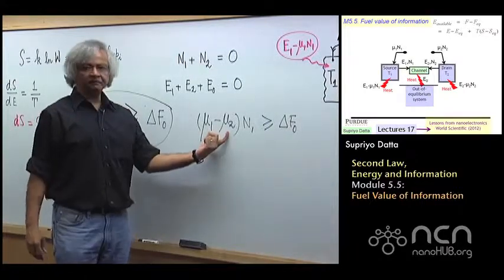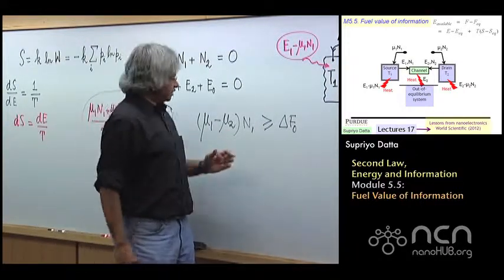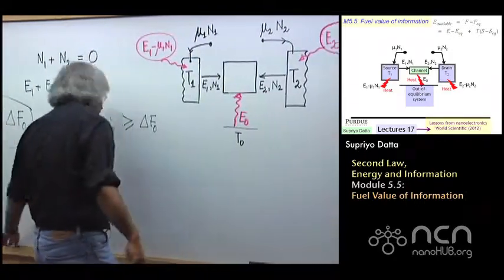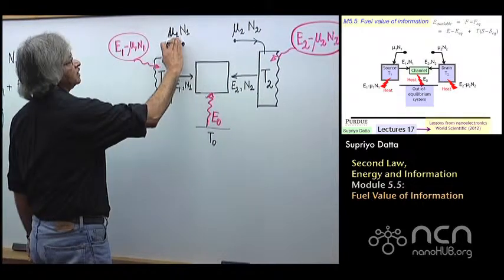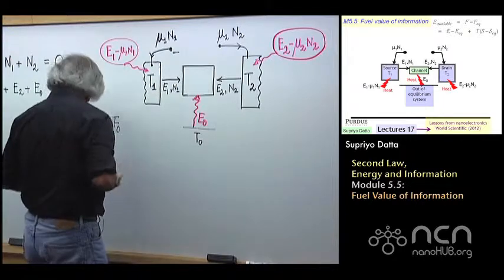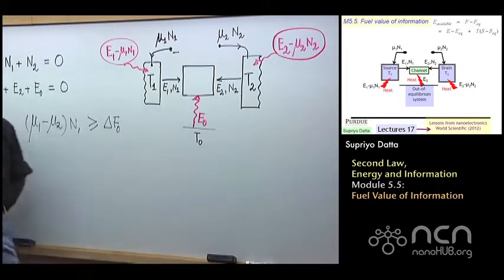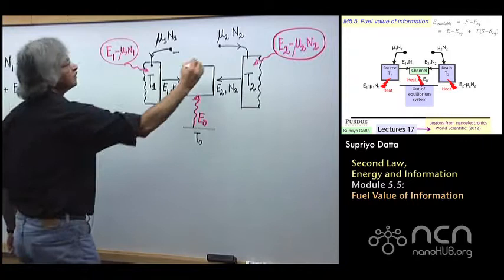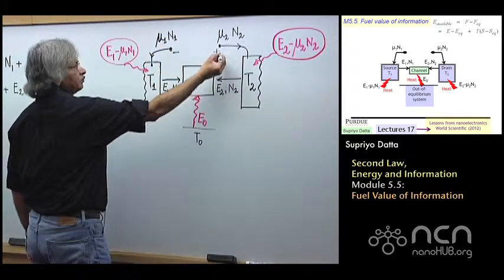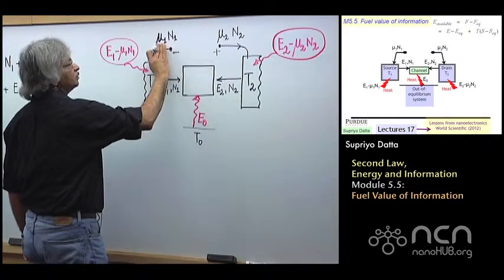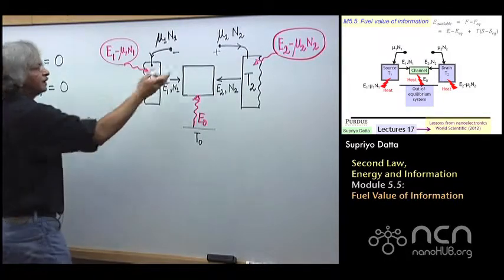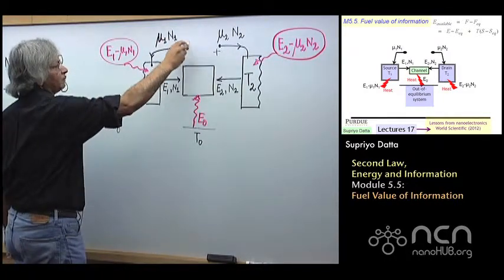So what is this quantity? Let's say this is positive. What does that mean? It means that the way we have defined it, if mu1 is greater than mu2, it means this terminal is like negative, that terminal is positive, and electrons are flowing in from the negative terminal, going out into the positive terminal. So that would correspond to mu1 minus mu2 being a positive quantity, N1 being a positive quantity. So it is kind of what you expect if you put a battery here.